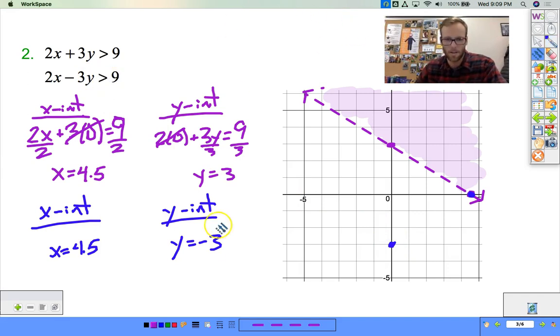Again, this is a dashed line, isn't it? Looks like this. Do we shade above or below this one? Test the point 0, 0. 0 minus 0 greater than 9. No, so on this one, we have to shade below.